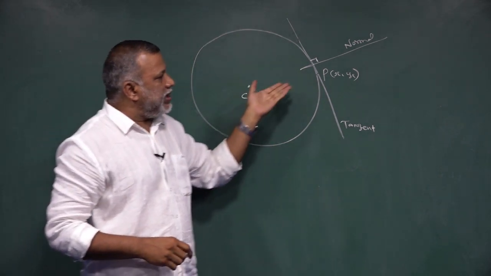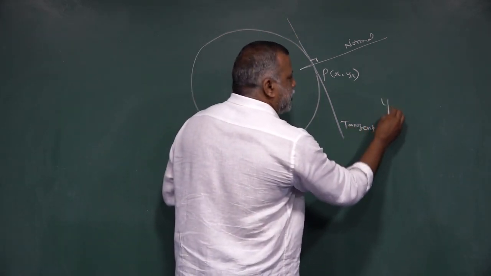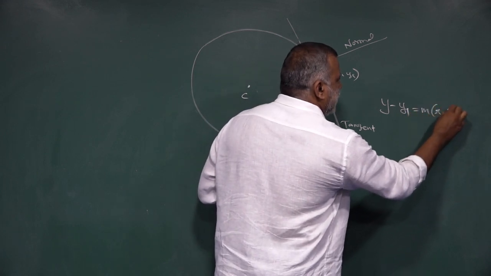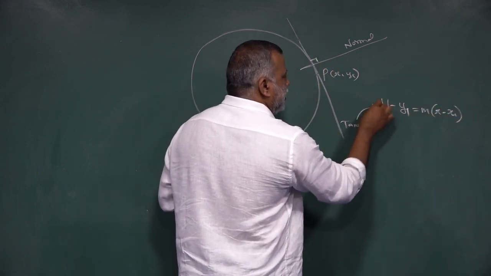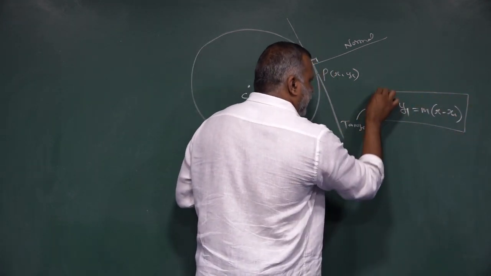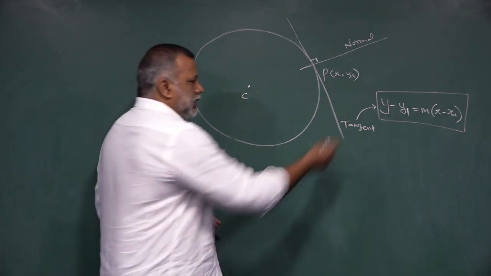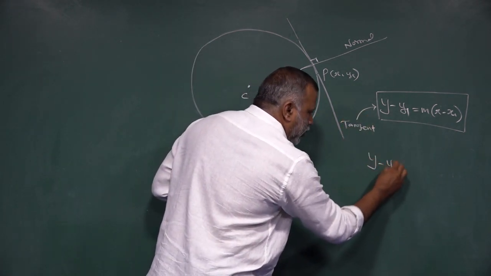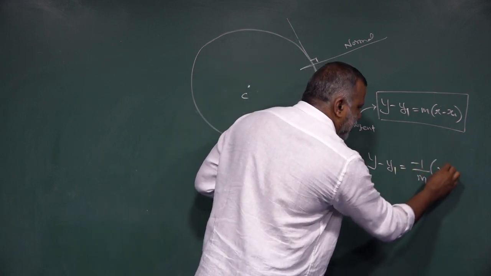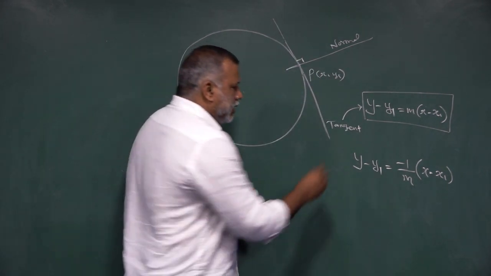Now listen, we already discussed the equation of the tangent with the help of this one: y minus y1 is equal to m into x minus x1. This is the equation of the tangent. We already used this one. Now, what is the formula to find equation of the normal? Listen, we can use this one: y minus y1 equal to minus 1 by m of x minus x1. This is the equation of the normal.